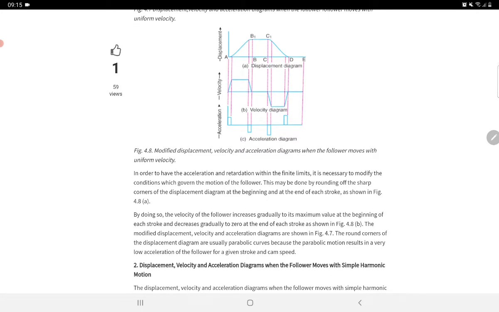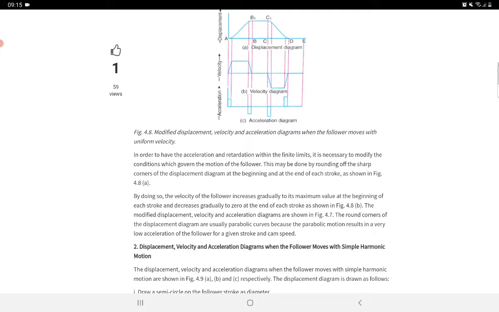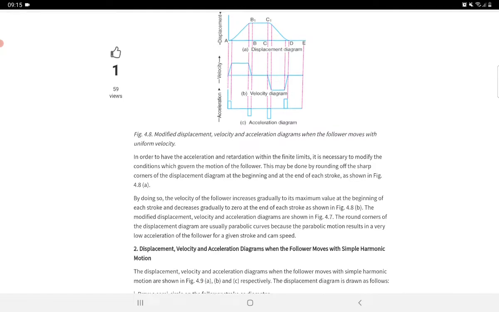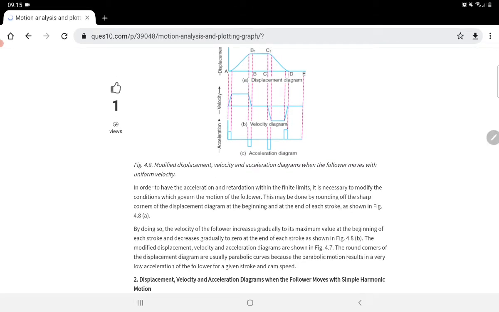So in order to have the acceleration and retardation within the finite limit, it is necessary to modify the conditions which govern the motion of the follower. This may be done by rounding off the sharp corners of the displacement diagram. So sharp corners are modified here, at the beginning and at the end of each stroke.